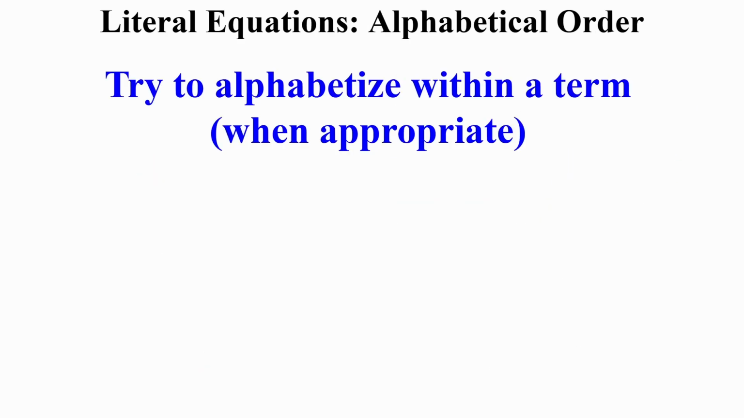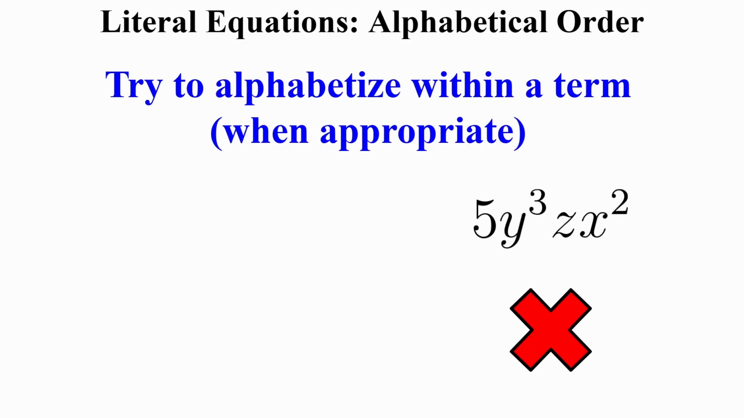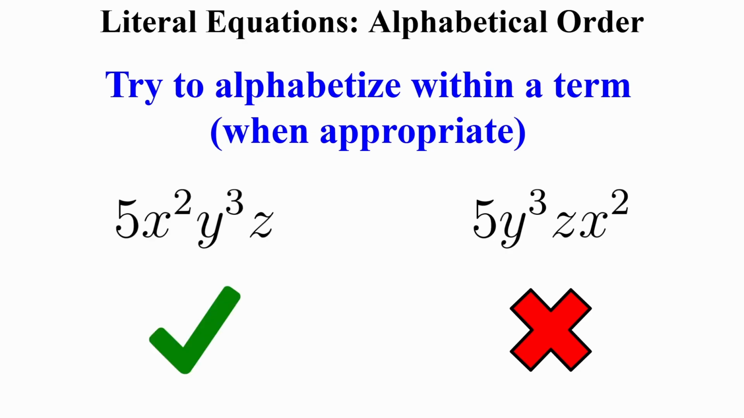Next, this is really not that important, but I feel like it's helpful most of the time. Within a term, you want to alphabetize the variables. So do not write 5y cubed z x squared. And instead, you should probably write 5x squared y cubed z. They're both the same term, but notice how I just, on the left, put them in alphabetical order. It's not super important, but that's probably a good habit.